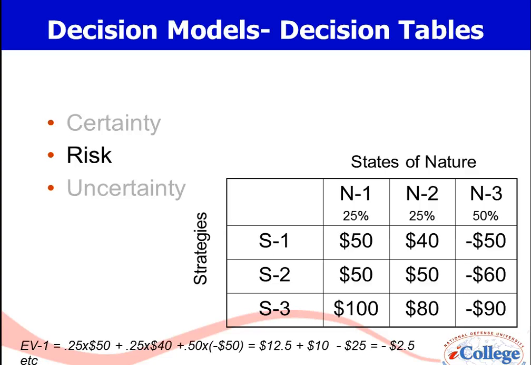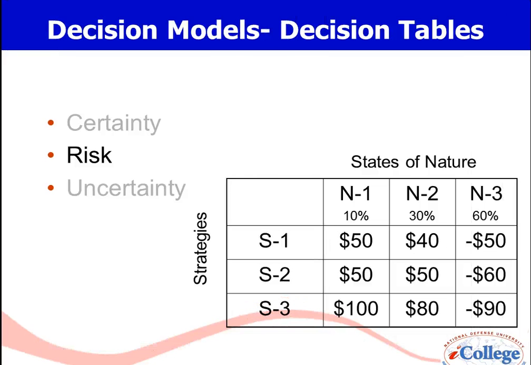In this case, for EV1, it's 0.25 times 50 plus 0.25 times 40 plus 0.50 times minus 50, or a negative 2.5 is my expected value of this particular strategy. I do that for each of them and select the best, which is strategy 3, since both of the other 2 strategies result in negative expected values.